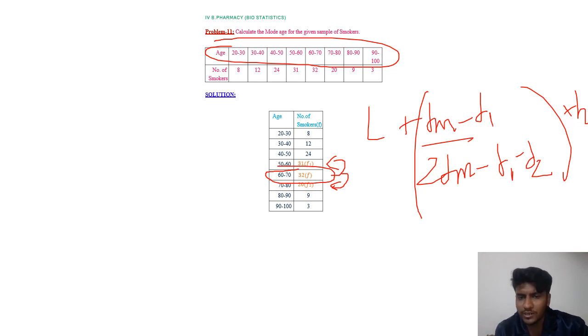How do you know this modal class? Fm की value सबसे highest कौन सा दिख रहा है इन सब में? 8, 12, 24, 31, 32. 32 is the highest one. So that is your modal class. Then you have F1 and then you have F2.